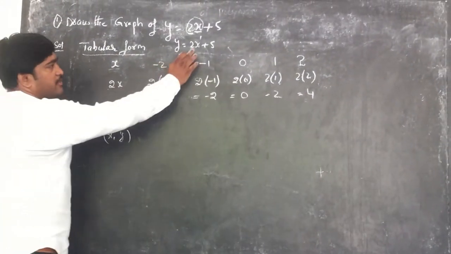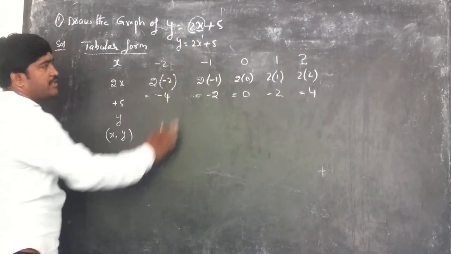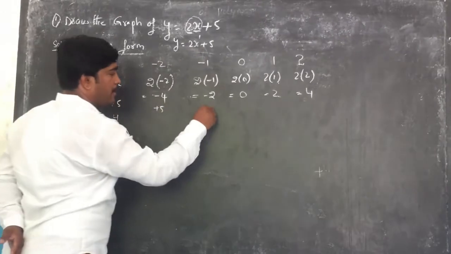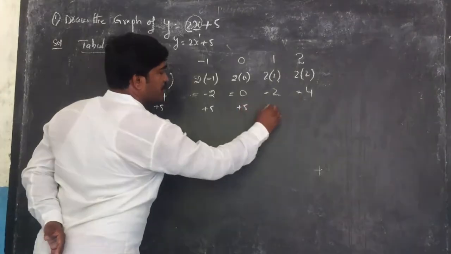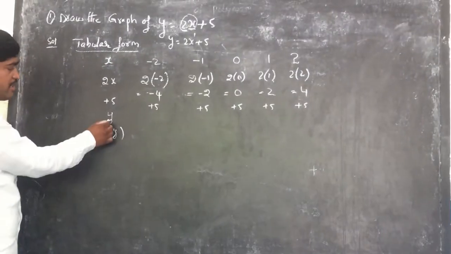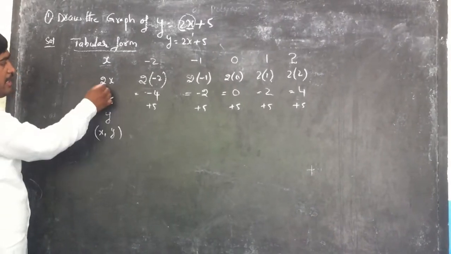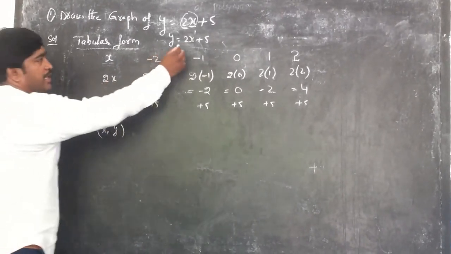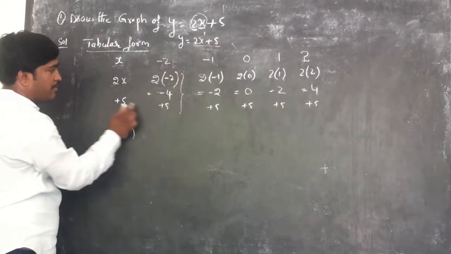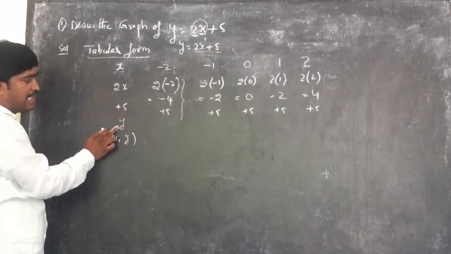Now after completing the variable and coefficient, check what the constant is. Plus 5. So I will write plus 5 in every row. Now what is y? y is nothing but 2x plus 5. Now I will add these two values, the 2x values as well as plus 5.